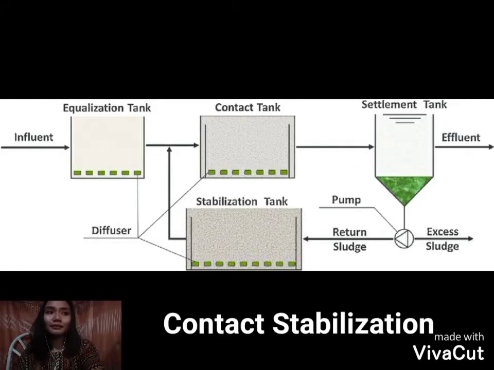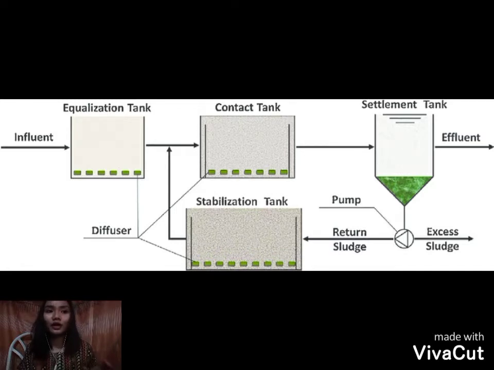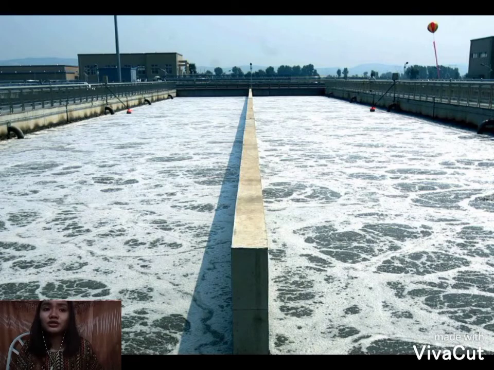Next, we have the contact stabilization. It uses two separate tanks for the treatment of wastewater and stabilization of activated sludge, which is mixed with the influent wastewater in a contact tank. The aeration volume requirements are typically 50% less than conventional plug flow. So, the introduction of air in this contact stabilization process is 50% less compared to the aeration volume that the original conventional plug flow has.